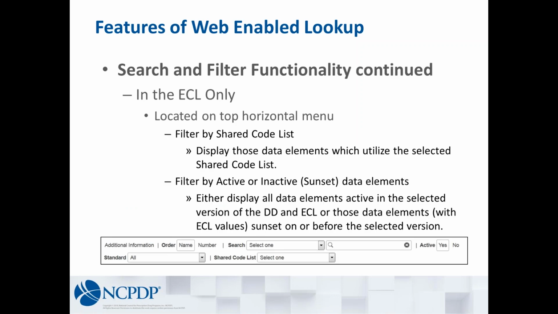In the ECL only, there are two additional options on the top horizontal menu. One is to filter by a shared code list. If you select a shared code list, the display changes to only show those data elements which utilize that selected shared code list. Basically, there are data elements that may share the exact same list of values. So this is an opportunity to see what other data elements may be using the values for a data element that you might be looking at.